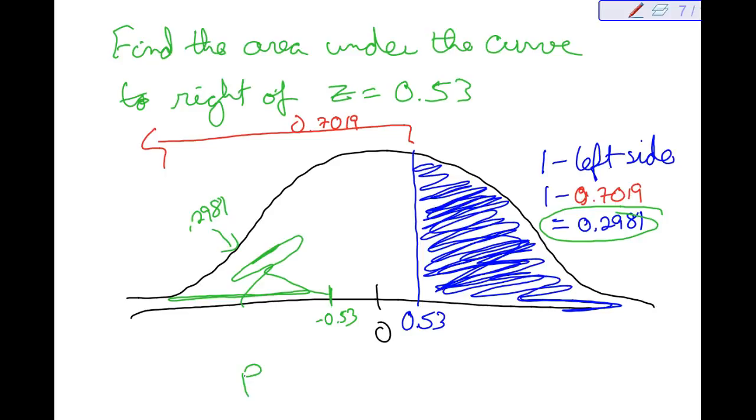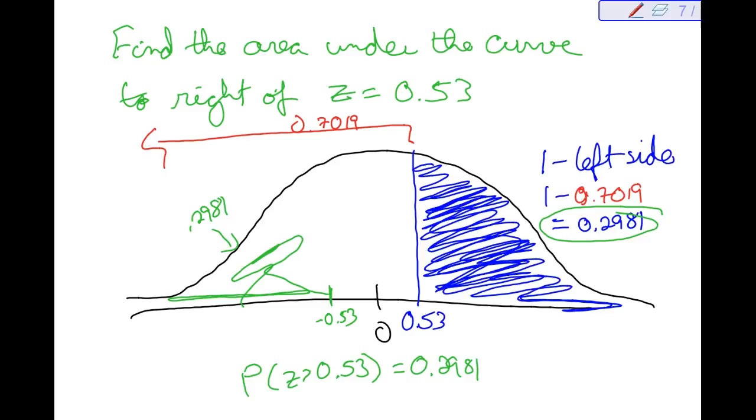Either way, I got that the probability that z greater than 0.53 is equal to 0.2981. You can do it either way. You just have to remember that if you're looking for the right side, you either have to subtract from 1 or you have to look up the opposite sign. Does not matter which one you want to do. You can do it either way.